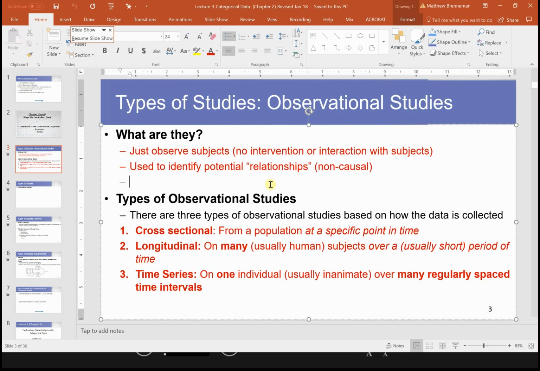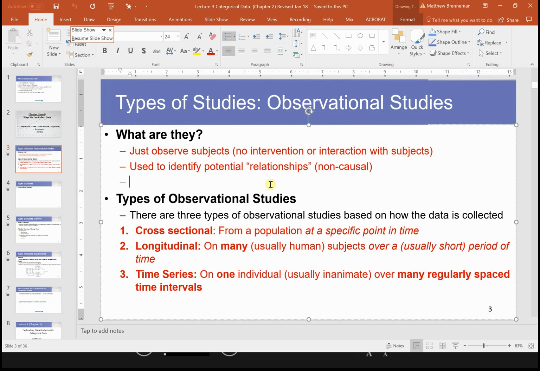So the first type of study is what we call an observational study. One of the cool things about statistics is you'll find out that words sound like what they mean. So an observational study is where you just observe and write down what you see. In other words, we're not interacting with the people that we're studying. We're not intervening. We're not giving them a treatment, a drug, anything like that.